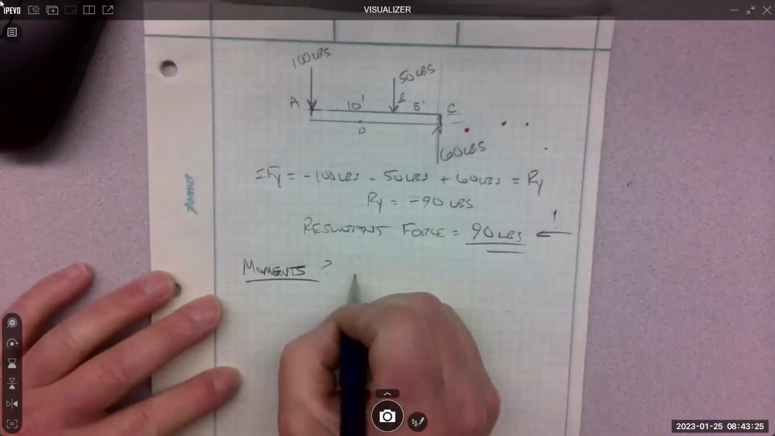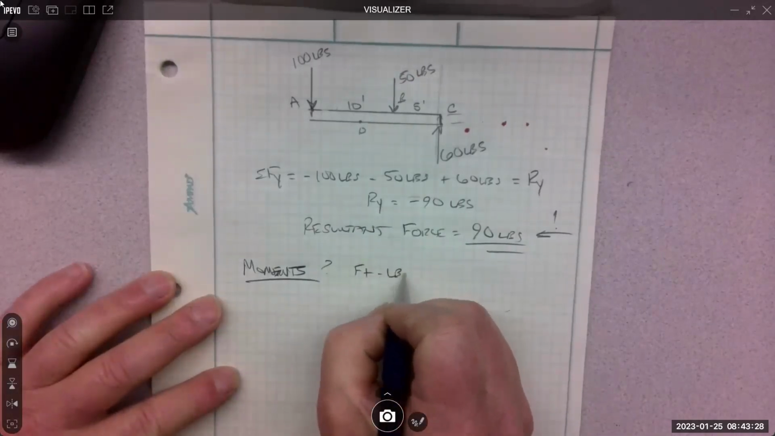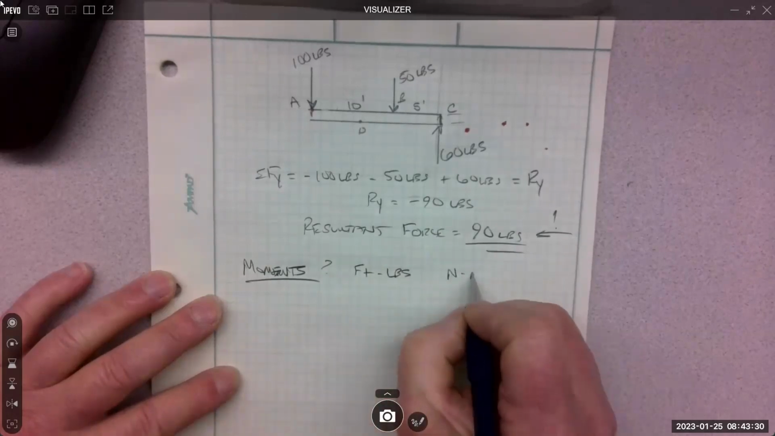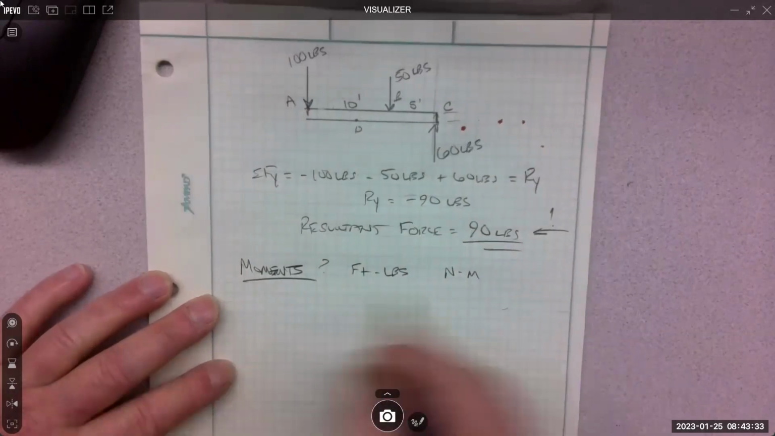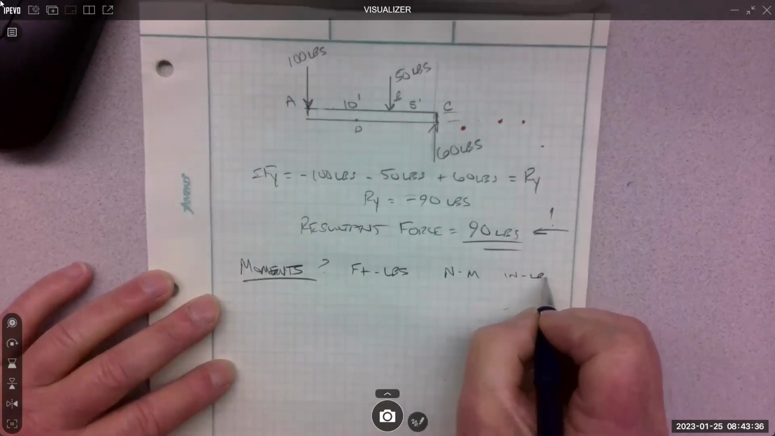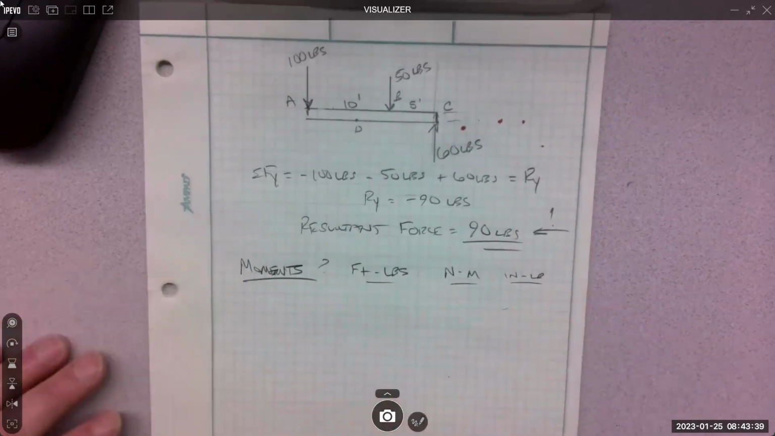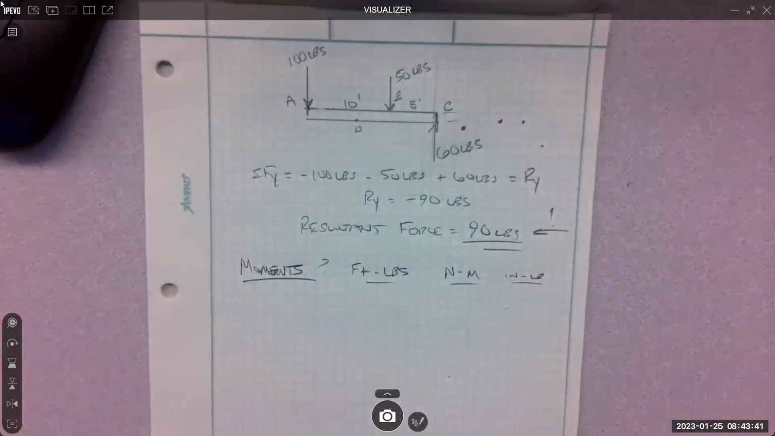The units of moments are foot-pounds or Newton meters or inch pounds. All of those are just fine. Notice it's not foot per pound. It's not foot divided by pounds. It's a foot-pound. It's feet times pounds. That's the unit of torque. So if you've ever torqued anything, like with a torque wrench on a bolt, those are inch pounds. That's the rotational force that gets applied to a system.